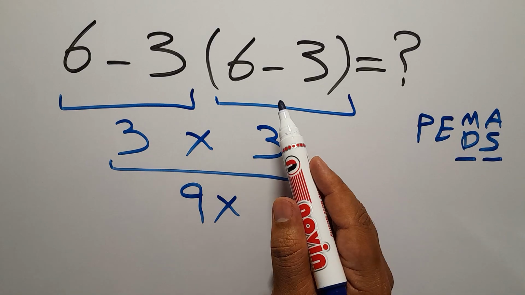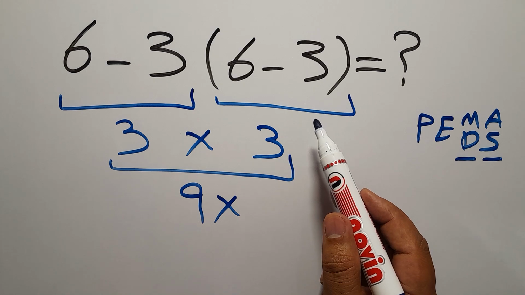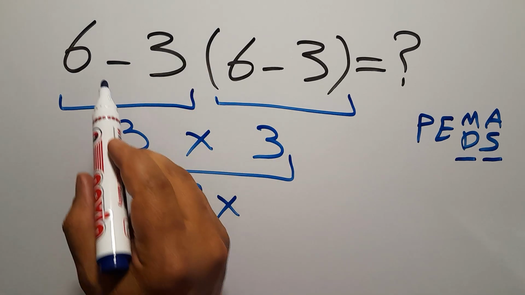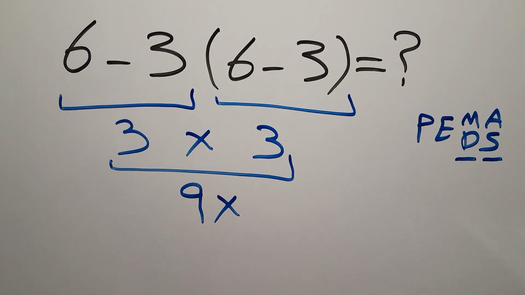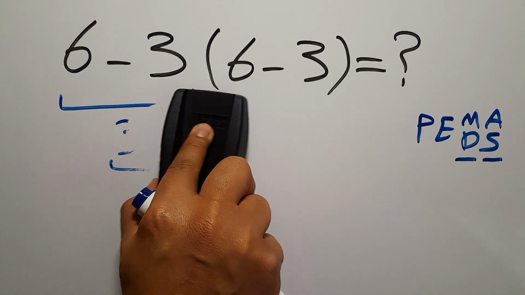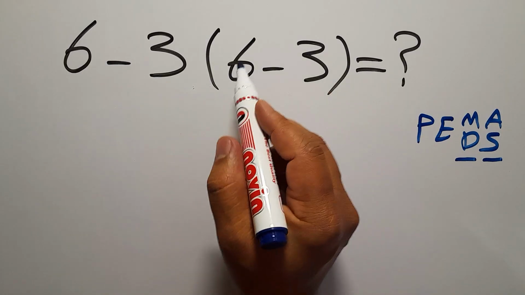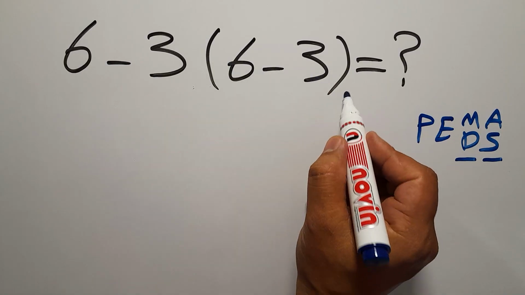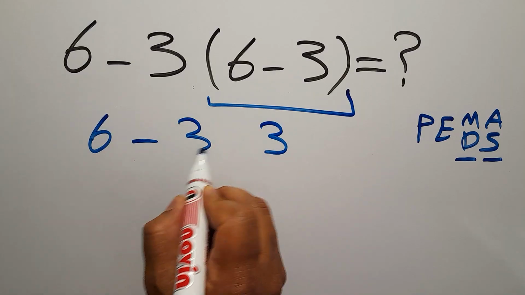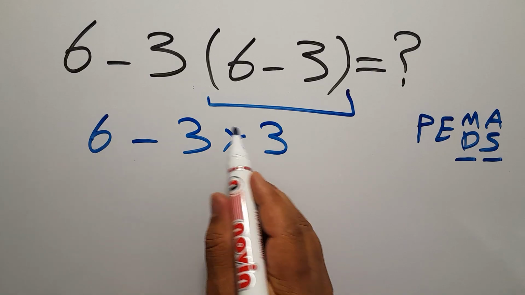So here, first we have to do this parentheses, then this multiplication, and finally this subtraction. Inside this parentheses, we have 6 minus 3, which equals 3. So we have 6 minus 3, then times 3. Now we have one subtraction and one multiplication.